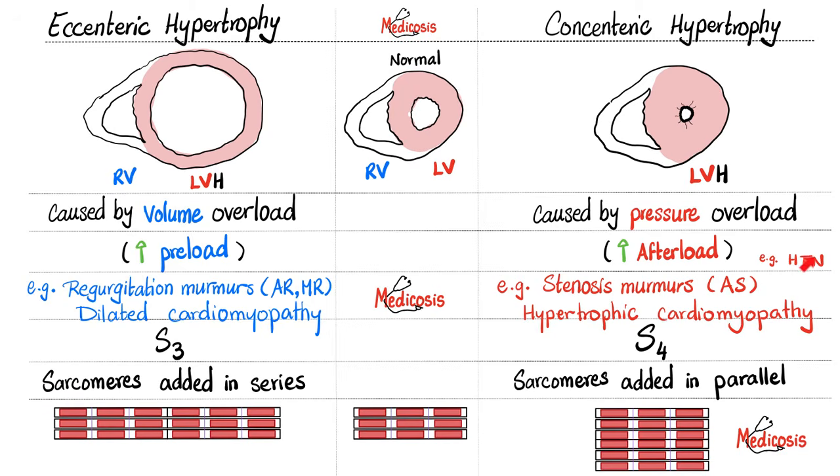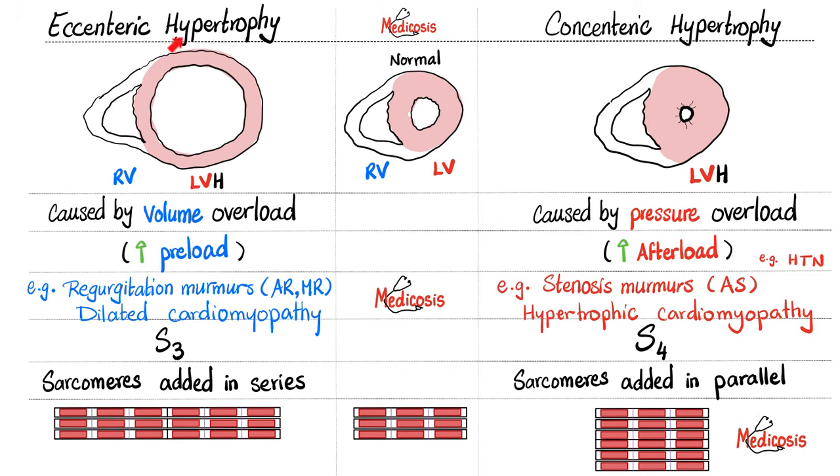Look how narrow this is compared to the normal. Let's say I have systemic hypertension. This will raise the afterload. This is pressure overload. Chronically, it can lead to concentric hypertrophy. How about if I have aortic stenosis? Chronically, it can lead to concentric hypertrophy because the ventricle has to work harder to push blood against this narrow aortic valve. In concentric hypertrophy, we see S4 heart sound or S4 gallop, but in eccentric, we see S3.